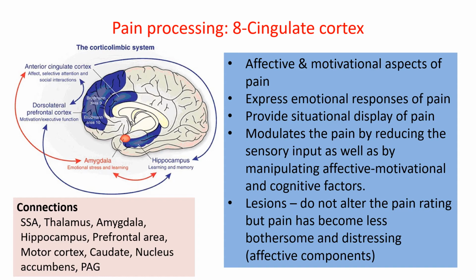Cingulate cortex, the major area of the limbic system, is one of the pathways in which the affective component or behavioral component of the pain is processed. The cingulate cortex is connected with the somatosensory area, thalamus, amygdala, hippocampus, prefrontal cortex, the motor cortex, the caudate nucleus, nucleus accumbens and periaqueductal gray. This will modulate the affective and motivational aspects of pain.